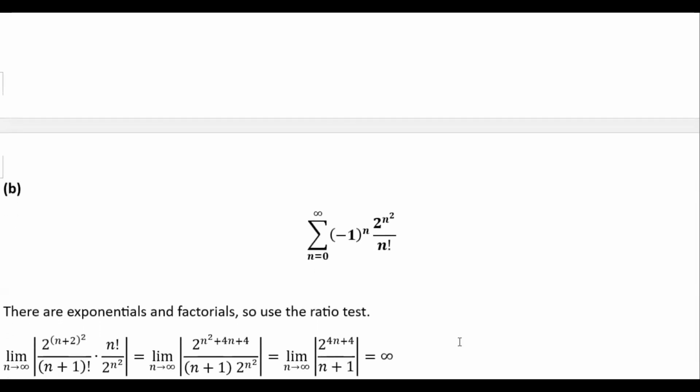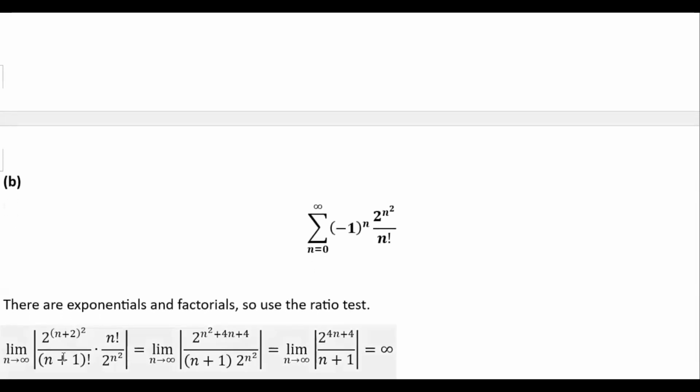So we do the ratio test, the limit as n goes to infinity of a sub n plus 1 over a sub n. We go through the algebra. So n plus 1 factorial is just n plus 1 times n factorial. So the n factorial will cancel with the one on top. We're left with n plus 1. I expanded the n plus 2 squared. And then by product of exponents, you have 2 to the 4n plus 4 on top.